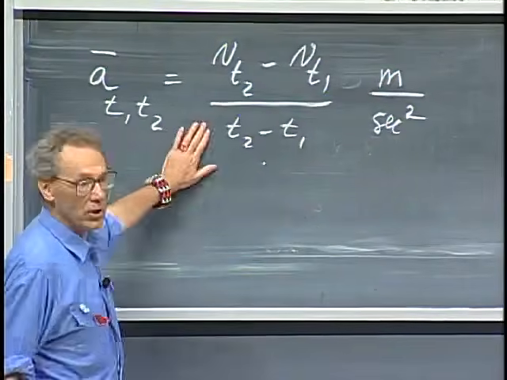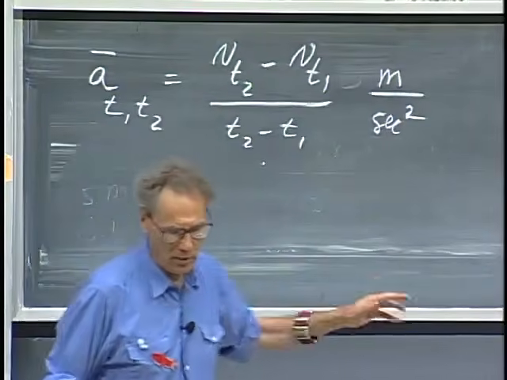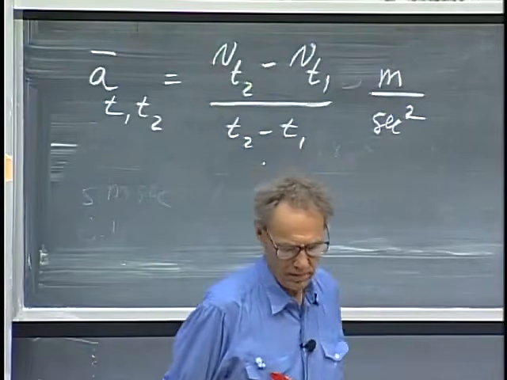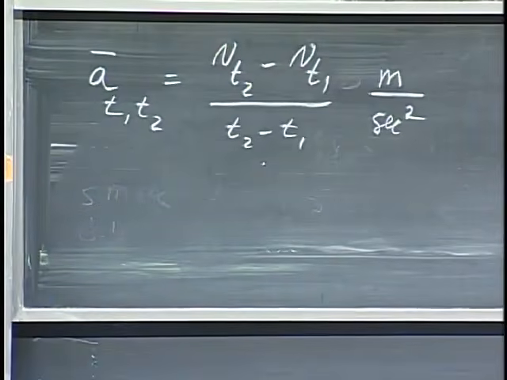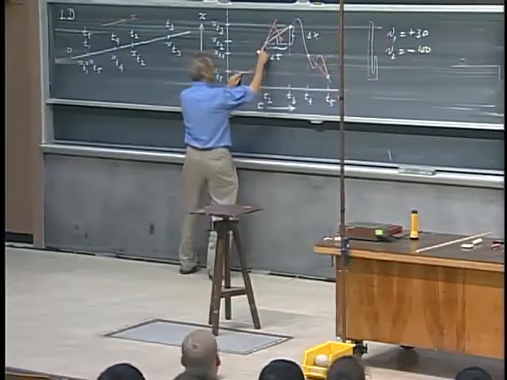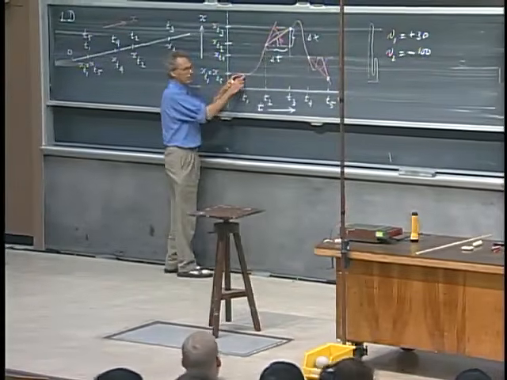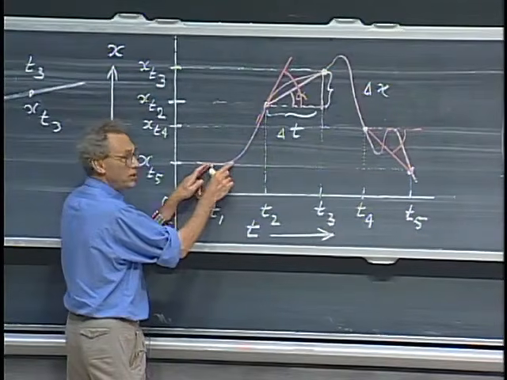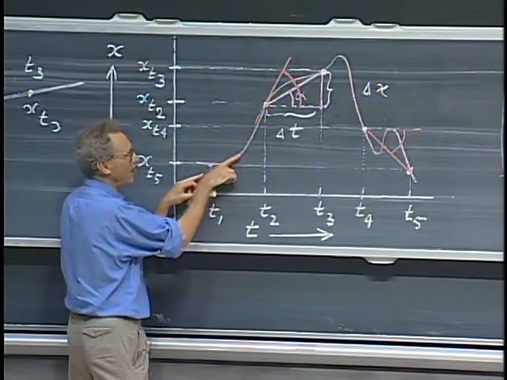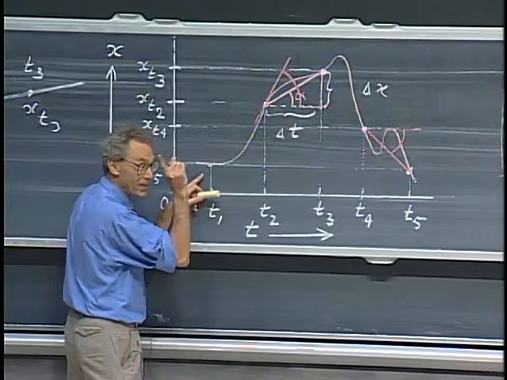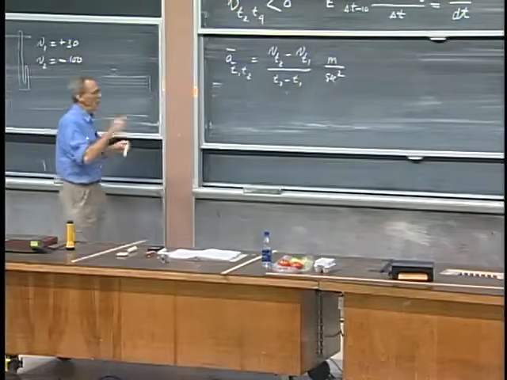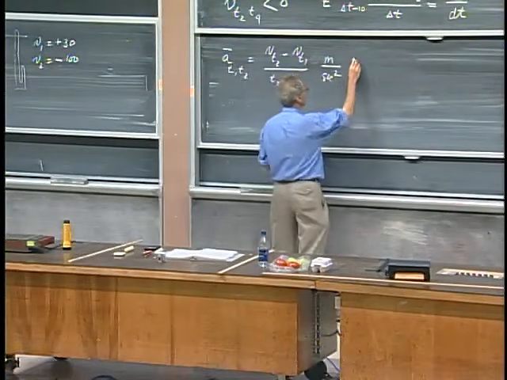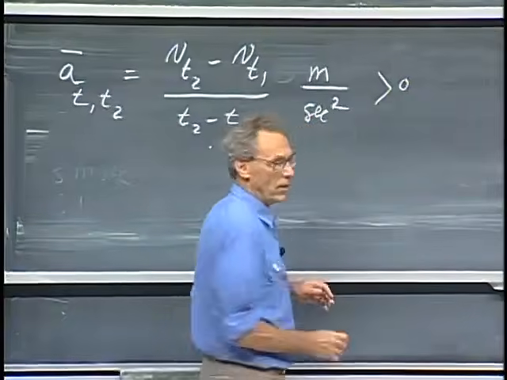This number can be larger than 0, it can be equal to 0, and it can be smaller than 0. In our case, t1 to t2, notice the velocity is 0 at the start, and it begins to increase because this angle of alpha increases. It's the angle that matters. The angle increases, so in our case, from t1 to t2, the average acceleration is larger than 0.